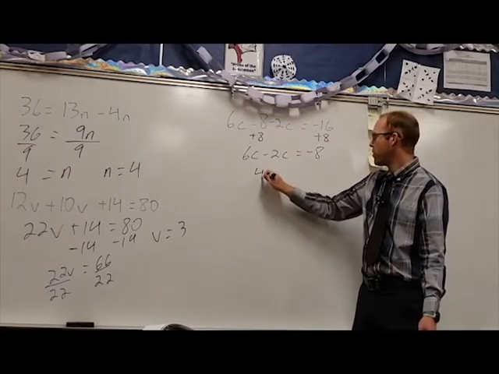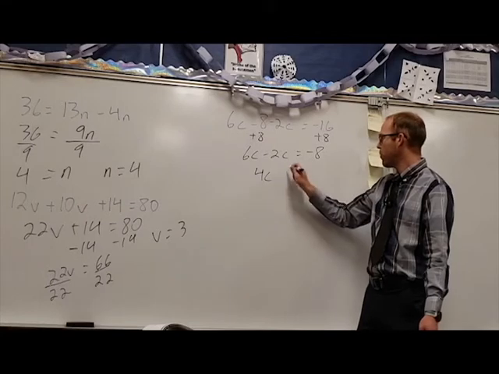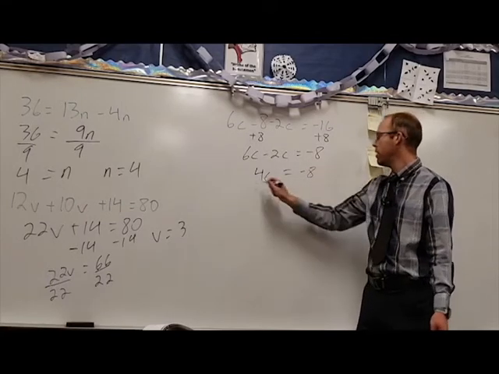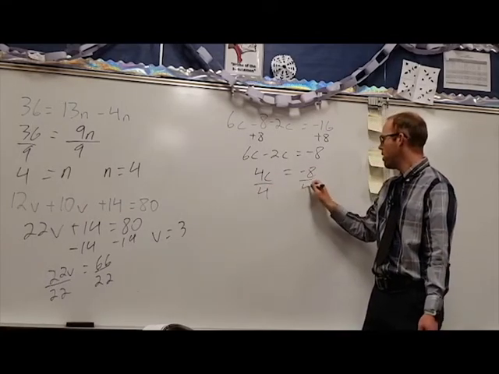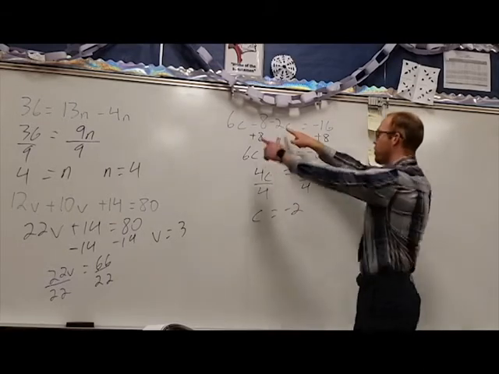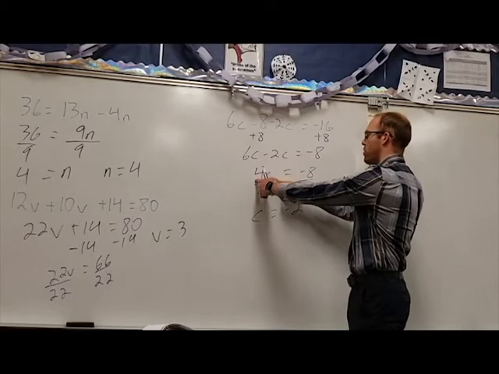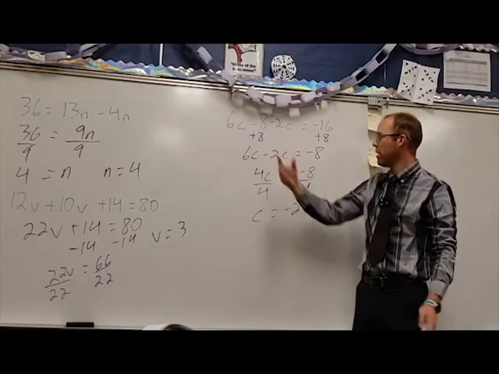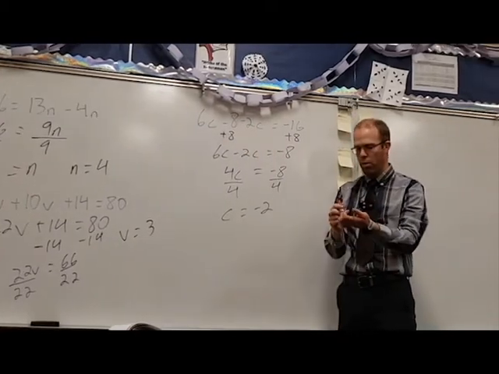We have 4c now. 6c minus 2c is 4c equals negative 8. Divide that by 4, and we get c equals negative 2. If you chose to put these two together first, that would have been fine, and then eliminate that later. That would be an alternate way to do this.